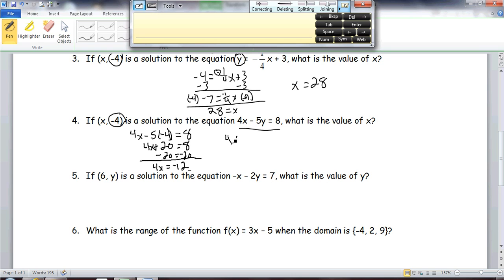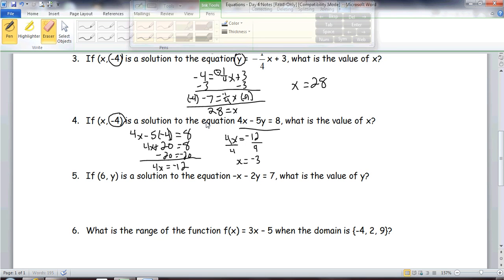Let me just continue up here. Divide by my coefficient. And I end up with x equals negative 3. Let me make those 4's come out looking less like 9's.